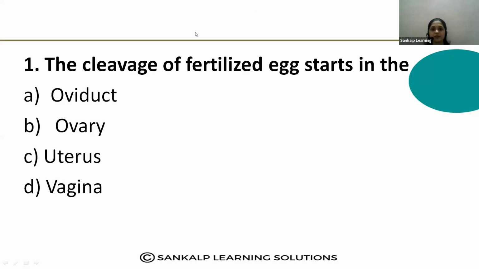So the first question is, the cleavage of the fertilized egg starts in. The fertilized egg is called a zygote. The cleavage of the zygote, where the mitotic division means cleavage, so dividing of this zygote, will start at: option A oviduct, option B ovary, option C uterus, option D vagina. So where does it start?